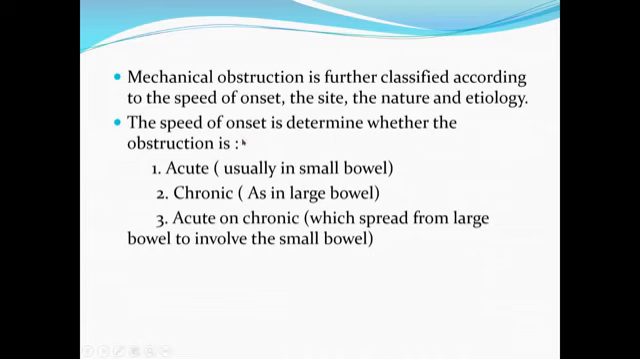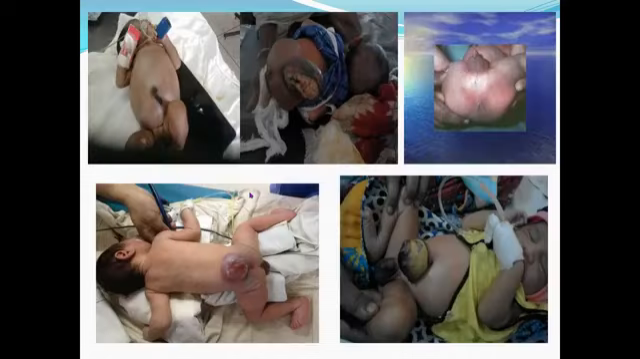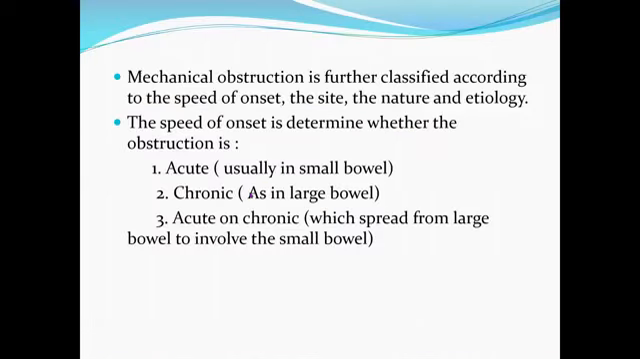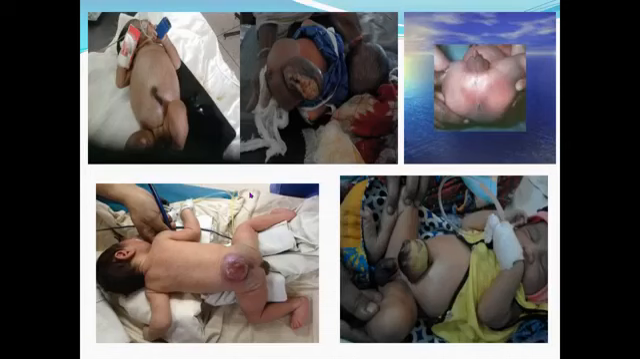According to speed of onset, it is determined whether the obstruction is acute, chronic, or acute on chronic, which I discussed earlier in my last lecture. There are some pictures showing congenital anomalies related with the gut.